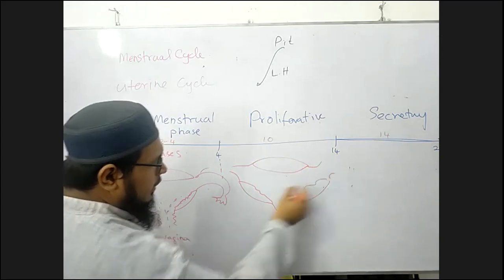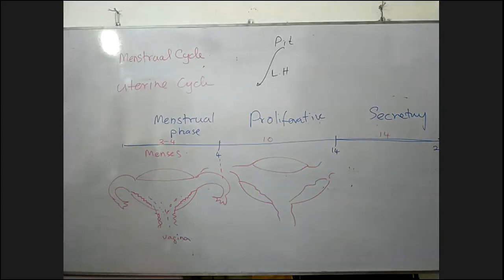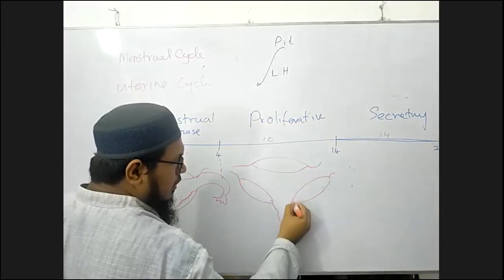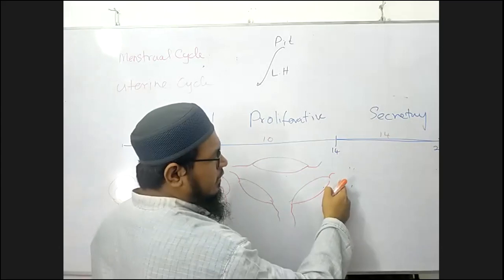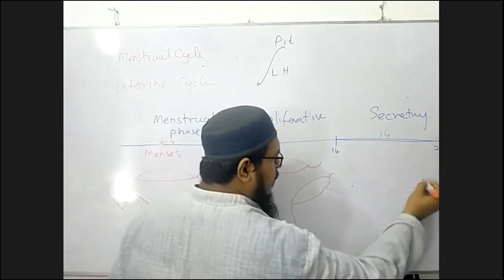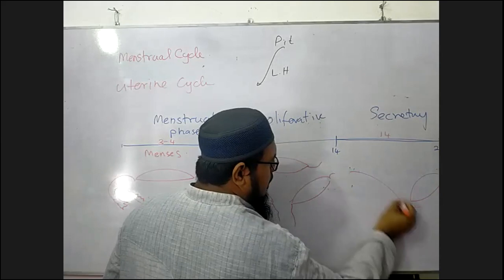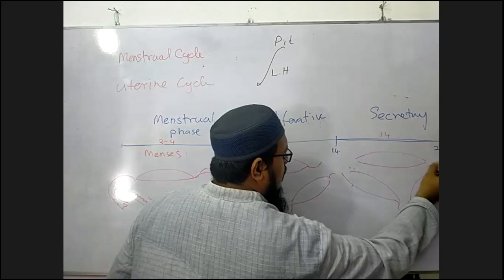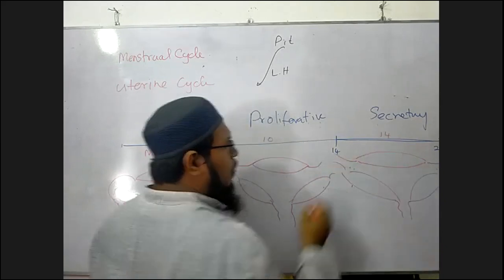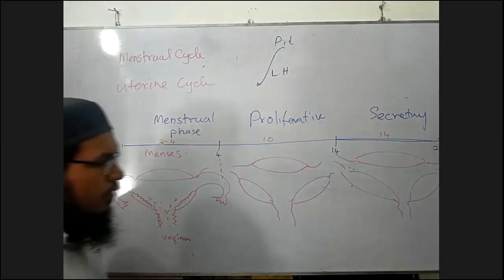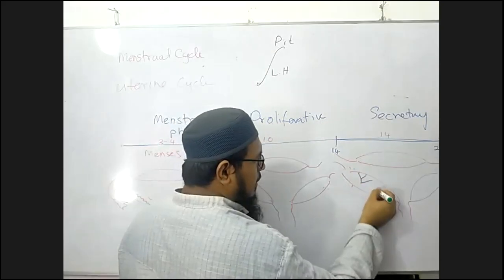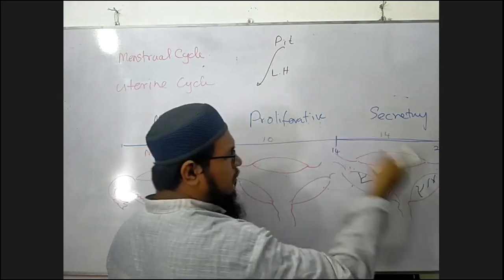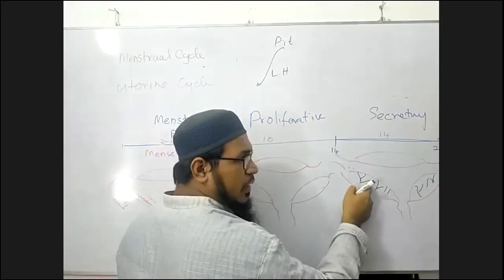I'm not drawing the full thing. These broken walls are there, no? Those broken walls are being rebuilt. And after the 14th day, until the next 14th day, in the built walls, more and more blood vessels are coming, secretory glands are coming, it's being made ready for pregnancy. If the ova is fertilized, then it is maintained and the baby grows.